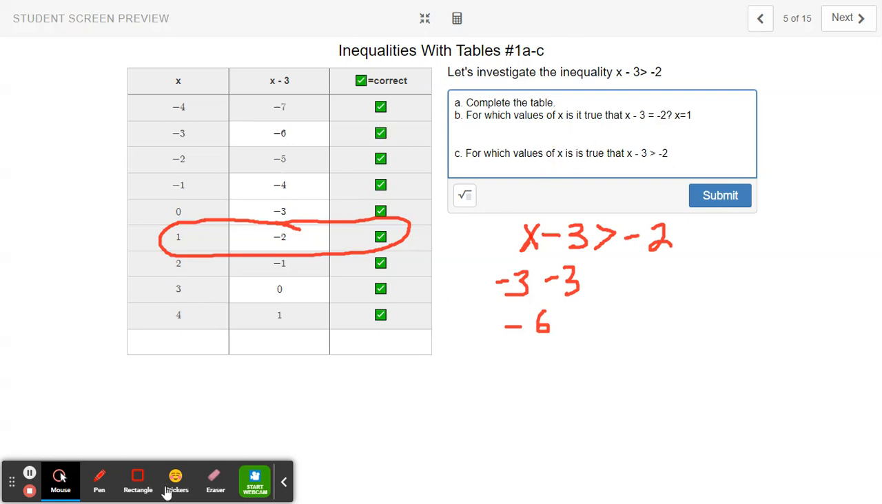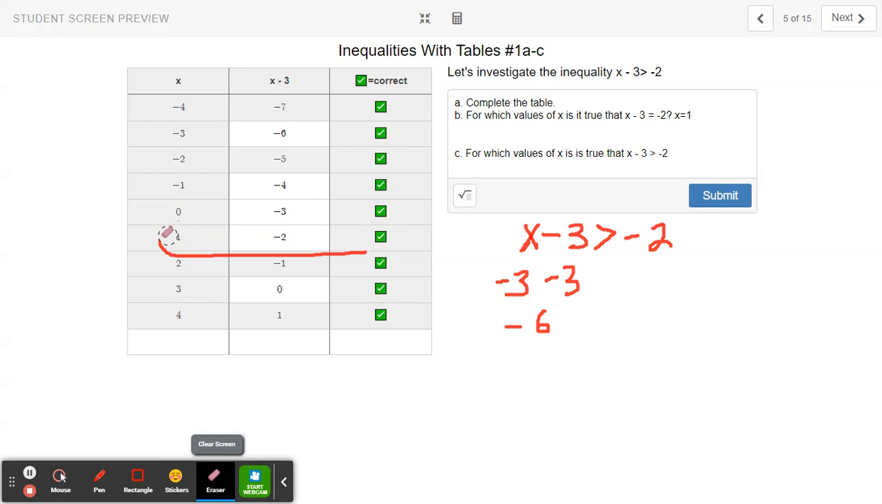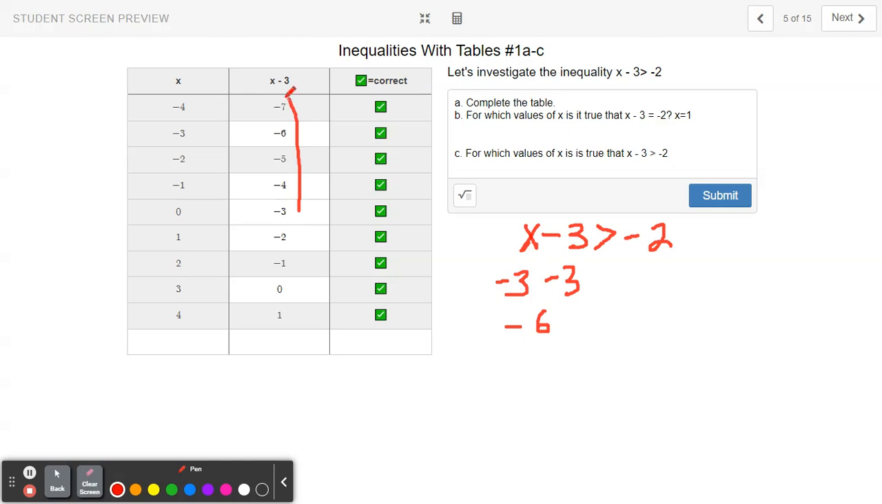For which values of x is it true that x minus 3 is greater than negative 2? So what they're saying is when we look at this chart, what numbers for x, what in this column over here, makes this answer higher than negative 2? Well, if this is negative 2, all of these guys are actually negative 3, negative 4. Those are less than negative 2, so that's not it. But these here are all bigger or greater than negative 2. So that actually makes it true.